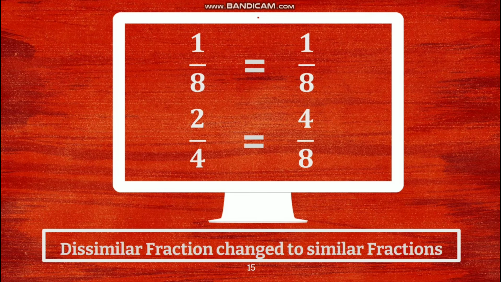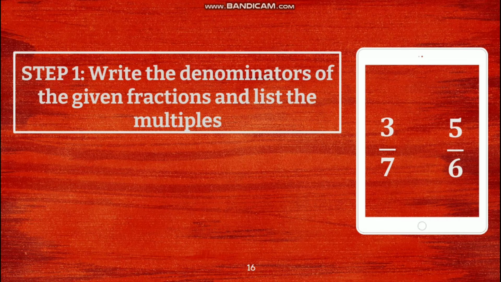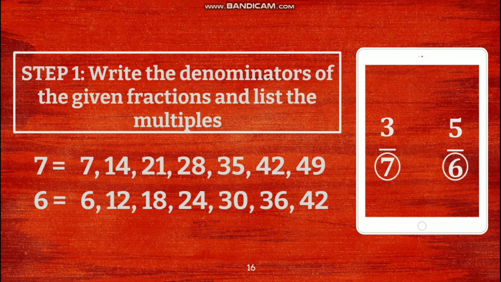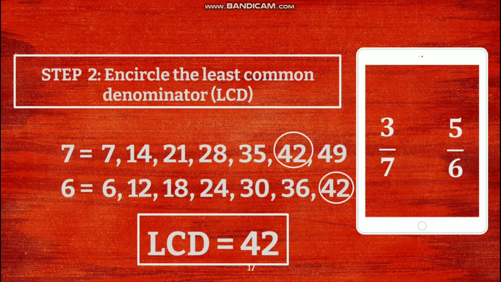Okay? So let's do the same process in our next example. Let's have 3/7 and 5/6. Step 1. Write the denominators of the given fractions and list the multiples. Denominators of 3/7 and 5/6 are 7 and 6. Then list down the multiples of 7 and 6 until you find the common number. So the LCD, encircle it, we have 42. The LCD of 7 and 6 is 42.